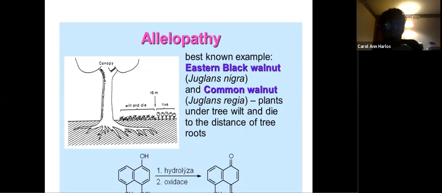If you look at the canopy of an eastern black walnut tree, Juglans nigra, you will notice that plants wilt and die right out to the edge of the root zone. And after that, they live. So the juglone is concentrated in a particular area. It doesn't even seem to ooze through the soil. It only goes to a certain depth too. That depends on the nature of the soil.